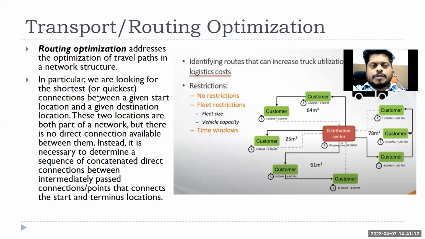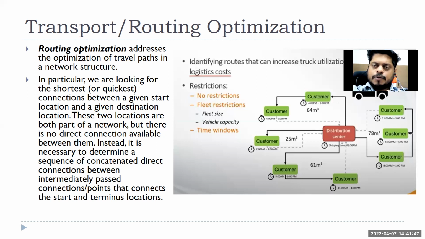So in particular, we are looking for the shortest or quickest connections between a given start location and a given destination location, right? So if I have a distribution center here, and these are the customers, each customer might have a different time window, right? This customer will only be available 4 to 9 p.m. Amazon also does that, right? In the Amazon window, you can put which day you want to receive your parcels, whether it will be available on Saturday, Sunday, right? If you are not there, where that parcel should be delivered, with the neighbor's house or with the security guard.